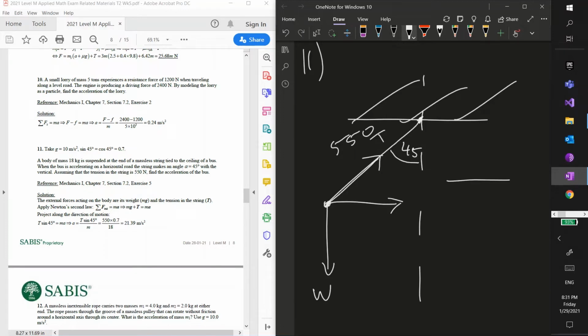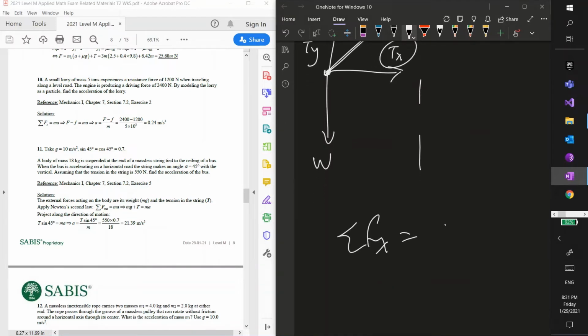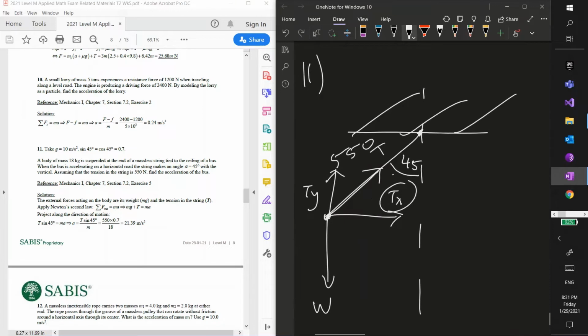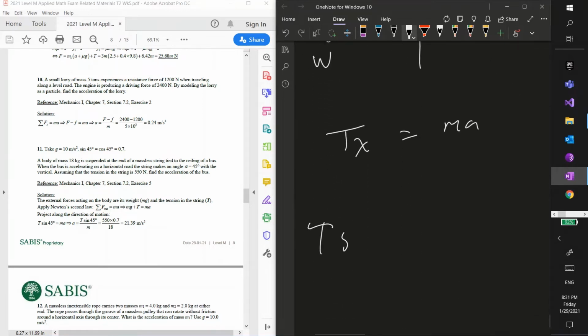Since the bus is moving like this, you have the tension acting on the y-axis and the tension acting on the x-axis. On the x-axis you have no other force but this, so the sum of all forces on the x-axis is going to be ma. You're trying to find the acceleration, so the only force on the x-axis is the tension's x-component. That is the side opposite to this angle, so it's going to be sine 45 multiplied by the force, which is T. So T sine 45 is equivalent to ma. You want to find a, so you divide by m. Your tension is 550, your mass is 18, and that's your answer.